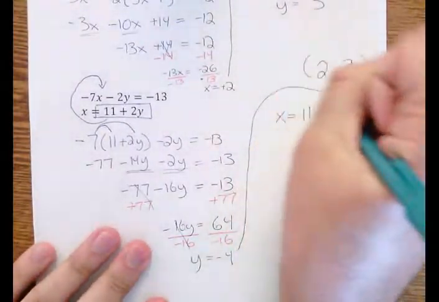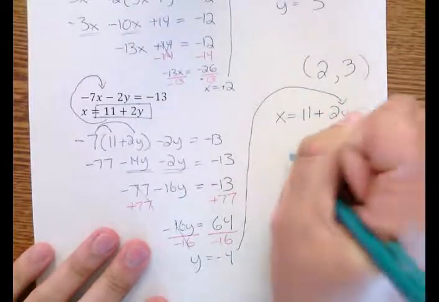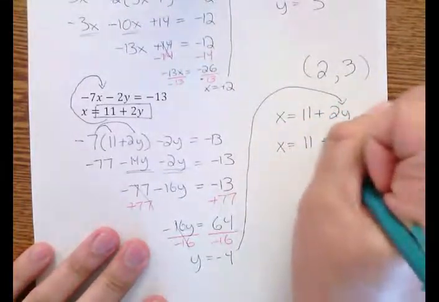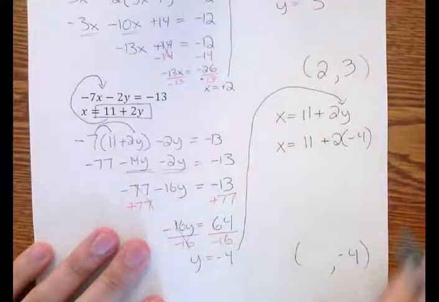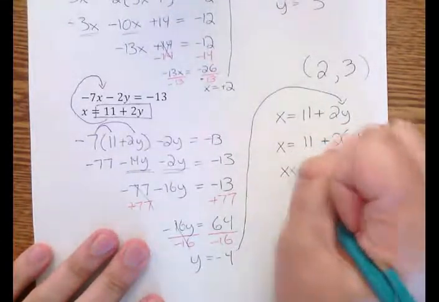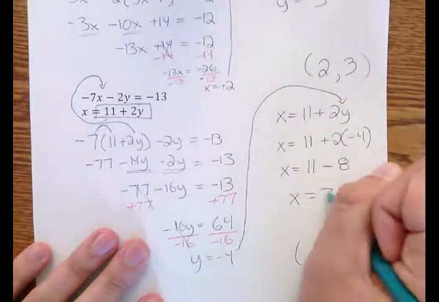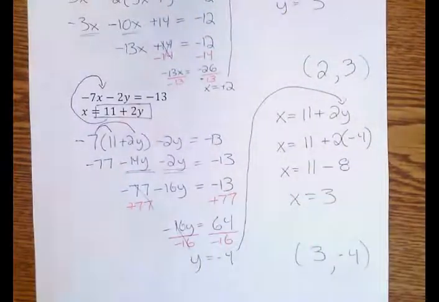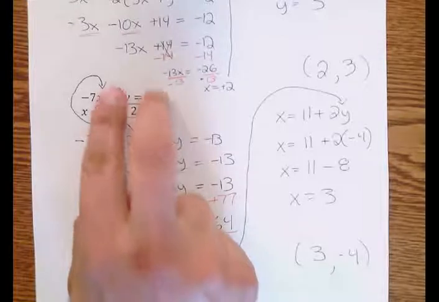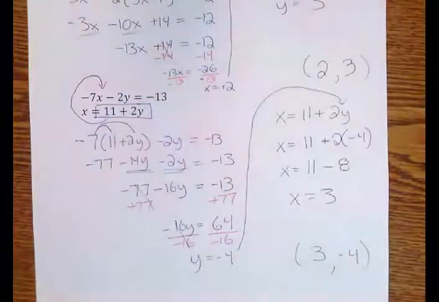So I take this y = -4 and I plug it in. I get x = 11 + 2 times -4, which is x = 11 - 8, which means I get x = 3. So I have my coordinate (3, -4). That's where we're crisscrossing. If I want to, I could take this, plug it into the top equation to check, plug it into the bottom and check. I could do that if I wanted to, make sure I'm right. And that was solving a system of equations by substitution.